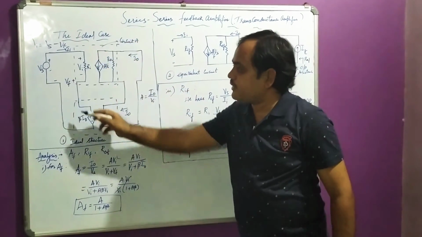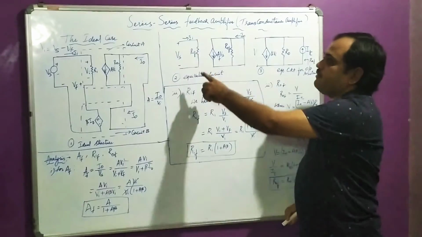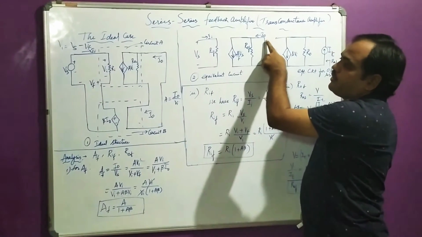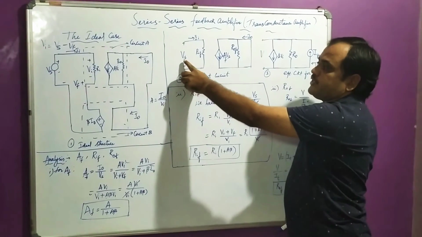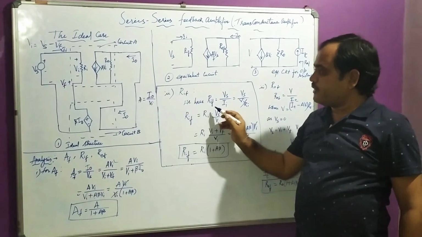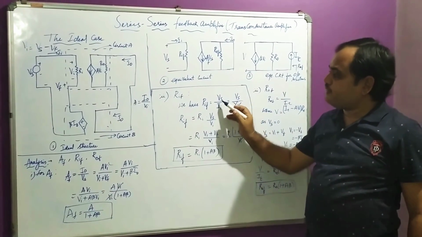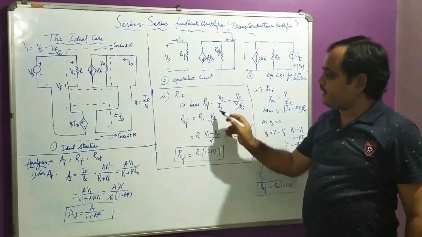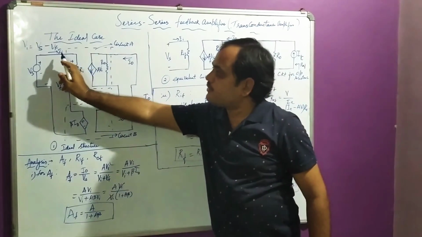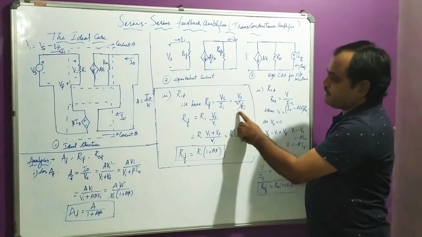The equivalent circuit of this ideal case is observed over here, which has an input current Ii, an output current Io, and input source voltage Vs, right? So now observe Rif is nothing but input resistance with feedback, defined as V by I. V is Vs divided by Ii. So what is Ii from this particular ideal case? Ii is nothing but Vi by Ri.